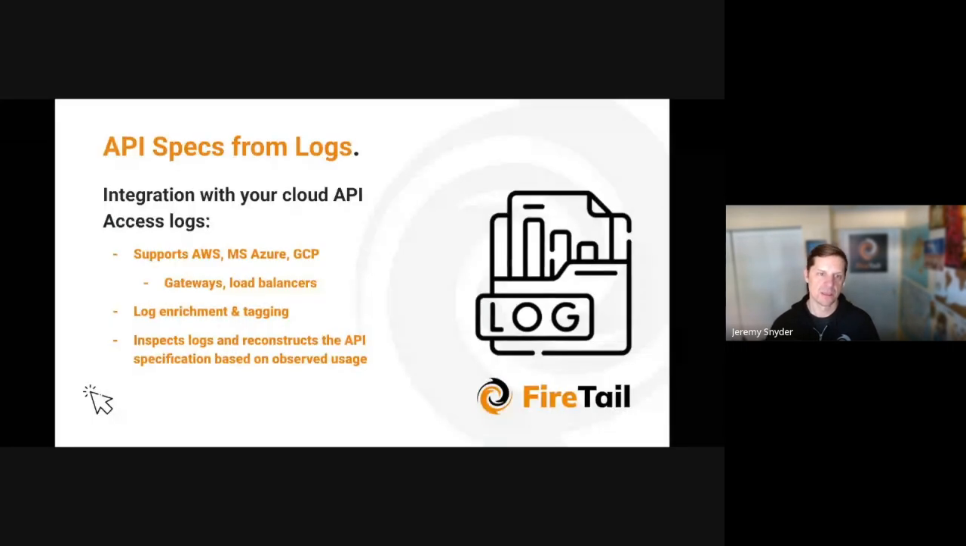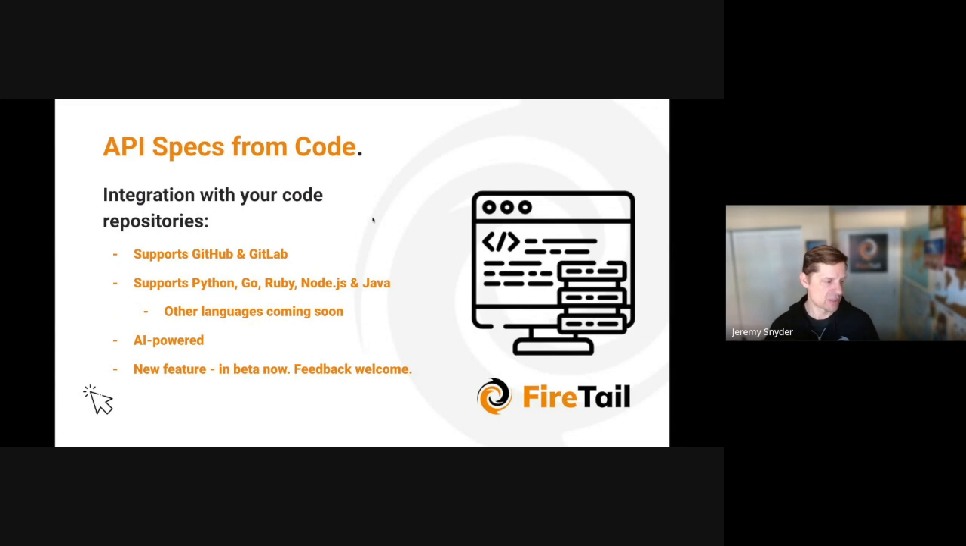And let's go to our very last bit here, which is API spec generation from code. Now, this works for both GitHub and GitLab, and it works for one language in addition to those that we support, Java. We do have other languages coming soon. This is actually AI powered, and this is, again, a new feature that's in beta. We're definitely looking for feedback on this. So if this is something that is of interest to you, please go ahead and sign up for the free tier, start playing around with it, give us some feedback, and let us know what you think.